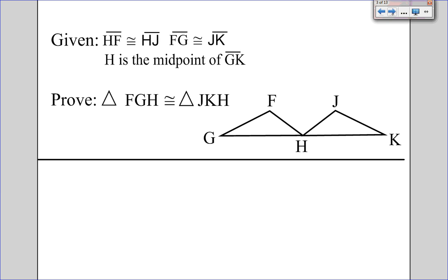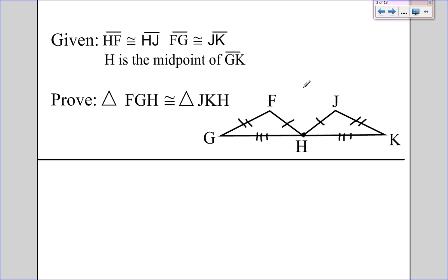All right, let's try this one. This one's going to have an extra step in it to get you familiar with it. So we start by doing our rough draft. HF is congruent to HJ, FG to JK. And you know that H is the midpoint of GK. Well, if H is in the middle of GK, that means it cuts GK in half. So GH is going to be congruent to KH right there.